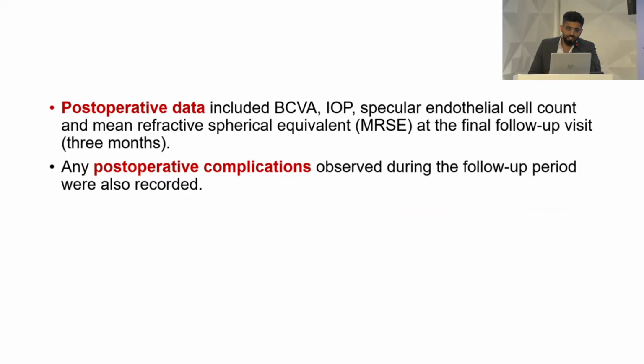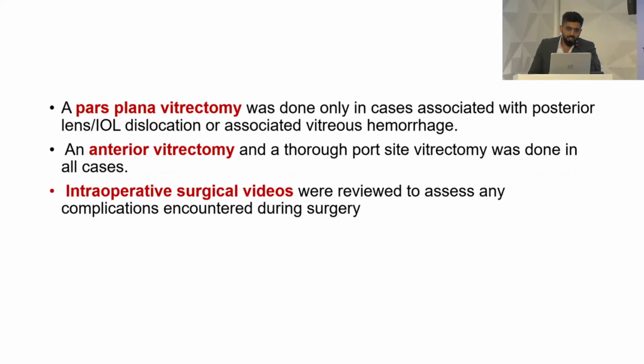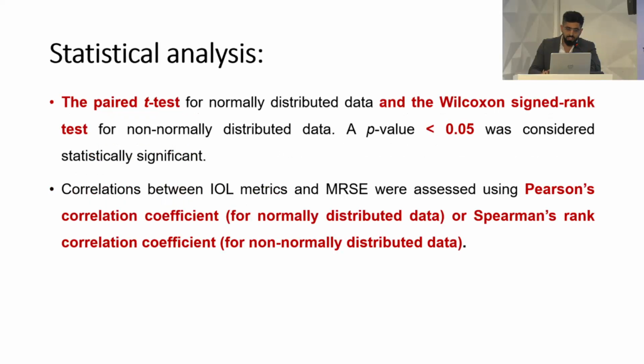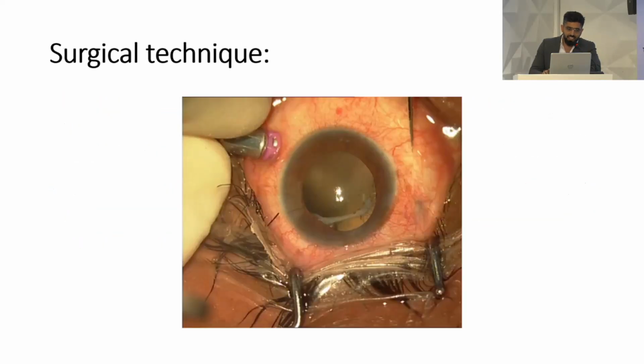Post-operative data was collected and any post-operative complications observed during the follow-up period were also recorded. A pars plana vitrectomy was done only in cases that were associated with posterior lens or IOL dislocation or an associated vitreous hemorrhage. An anterior vitrectomy and a thorough port site vitrectomy was done in all the cases. Intraoperative surgical videos were reviewed to assess any complications encountered during the surgery. Necessary statistical analysis was done. Just a short video to show the technique.